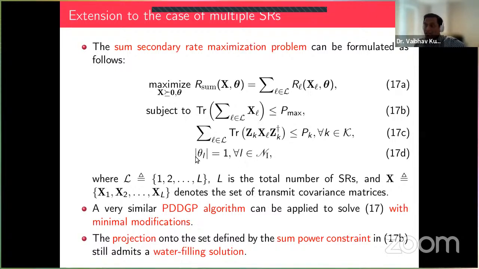Projection onto 17D is exactly similar, it is just a scaling operation, and the same for the projection for 17B, for all of these XLs. What we need to do is just stack all of these transmit beamformers next to each other and do the same water filling, and it will give you the same solution. So the exact same algorithm can be applied for the case of multiple secondary receivers.